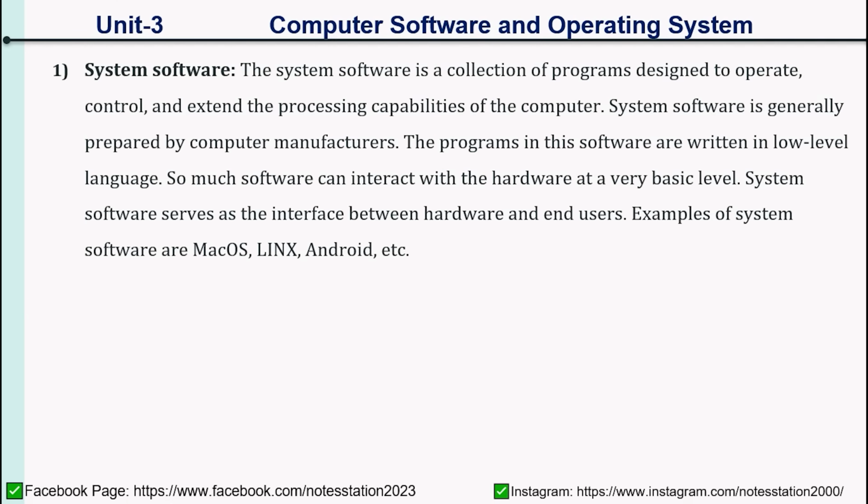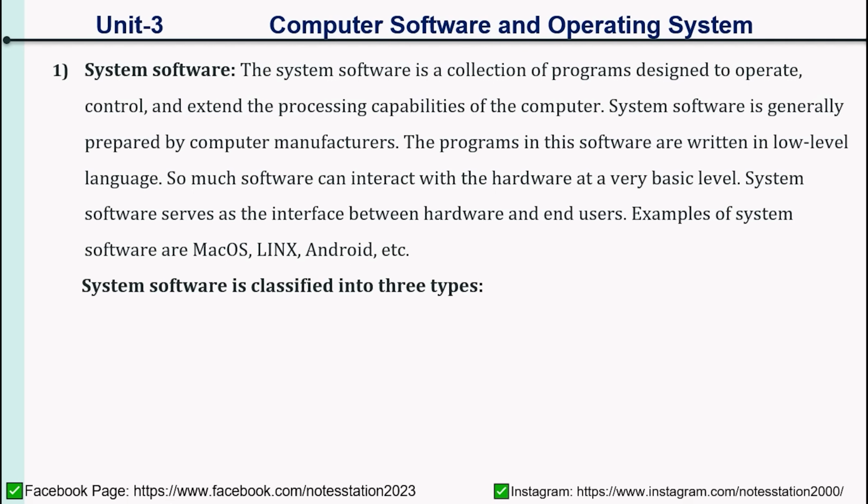System software. The system software is a collection of programs designed to operate, control, and extend the processing capabilities of the computer. System software is generally prepared by computer manufacturers. The programs in this software are written in low-level language, so the software can interact with the hardware at a very basic level. System software serves as the interface between hardware and end users. Examples of system software are macOS, Linux, Android, etc.